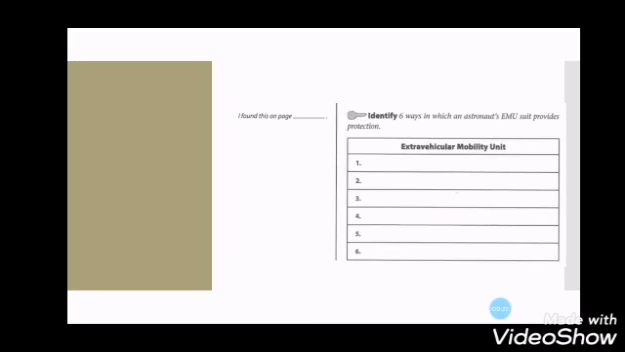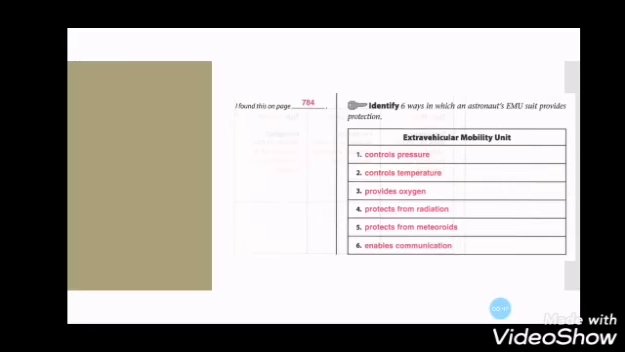Identify 6 ways in which an astronaut's EMU suit provides protection. The answer is on page 784. So I have extravehicular mobility unit, controls pressure, it controls the temperature, it provides oxygen, it protects from radiation, it protects from meteoroids, and it enables communication. So these are the 6 ways in which the suit of the astronaut provides the protection.